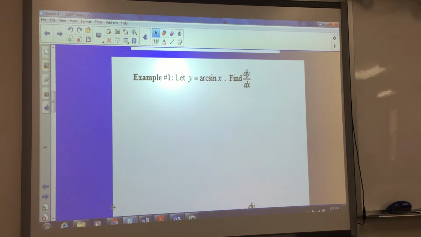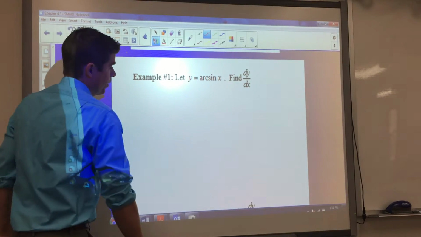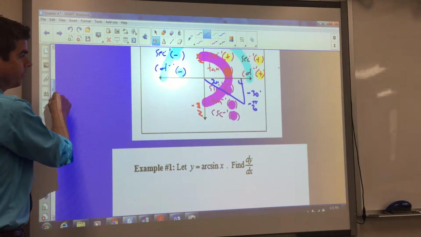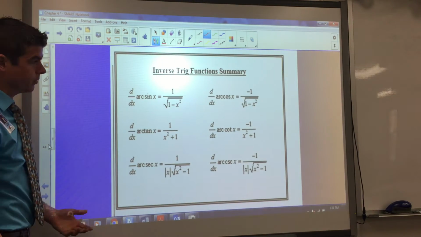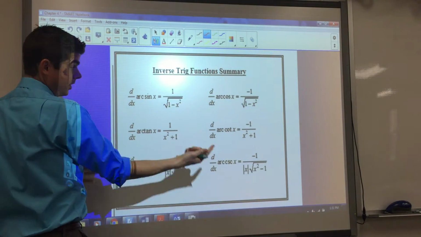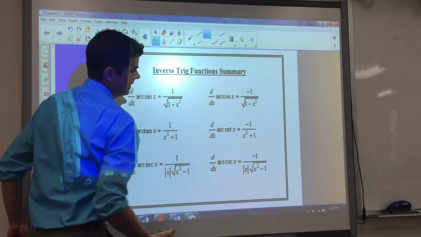Okay, so in this video, I want to actually prove where these derivatives come from. The derivative of arc sine. Like, how in the world would we come up with this idea that the derivative of arc sine is equal to 1 over the square root of 1 minus x squared? And arc cosine is off by its negative. Arc tangent doesn't have a square root, but all of a sudden has x squared plus 1. Arc cotangent is off by its negative.